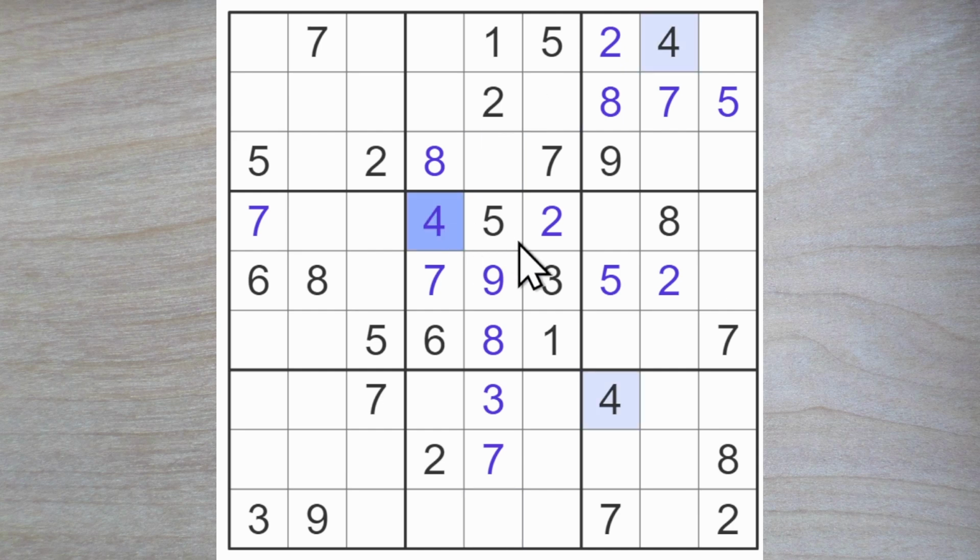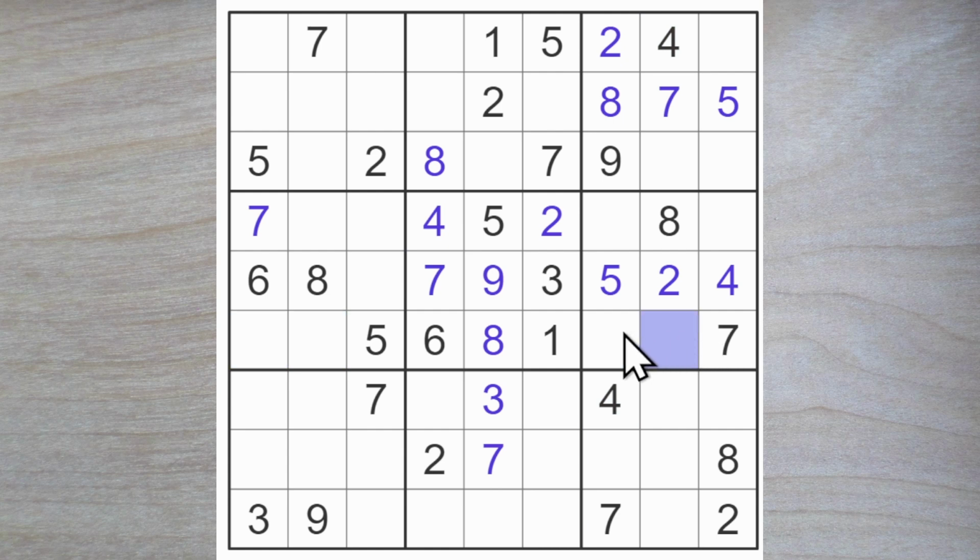This 4 blocks across, this 4 blocks down, this 4 blocks up, a 4 must go here. Do you remember how we said that one of these must be a 2? Because we have these 2 blocking. And now we have a couple of 4s blocking across as well. So these 2 must be a 2 and a 4.